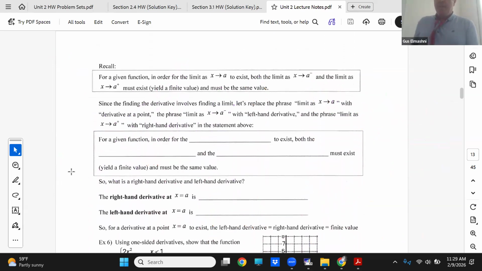Okay, so recall, for the limit as x approaches a to exist, both the limit as x approaches a from the left and the limit as x approaches a from the right must have the same value, right? Since finding the derivative involves finding a limit, let's replace the limit as x approaches a with the left-hand derivative, the limit as x approaches a from the left, and the right-hand derivative, the limit as x approaches a from the right. So for a given function, in order for the derivative to exist, both the left-hand derivative and the right-hand derivative must exist and be equal. We'll use LHD and RHD.